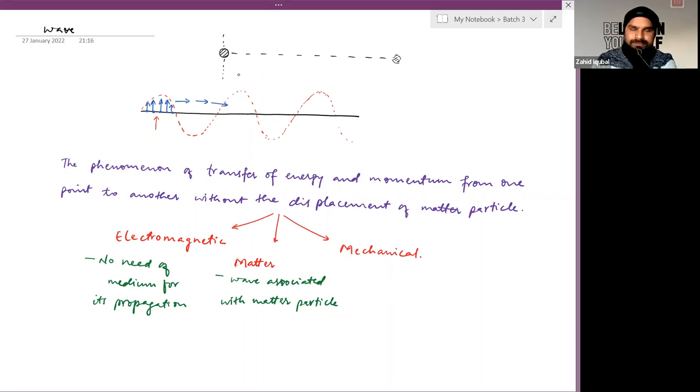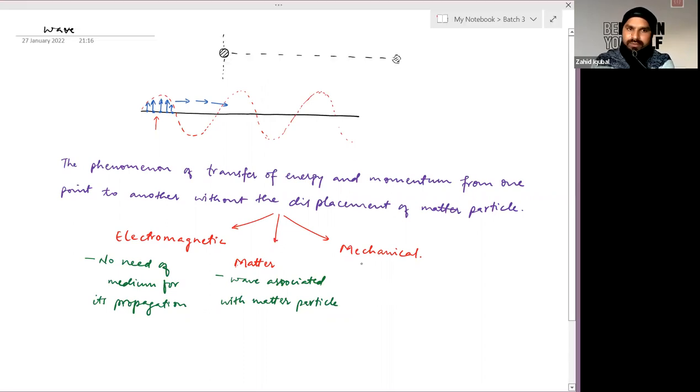And the third one, mechanical wave: a wave which requires any medium for its propagation is called mechanical wave.